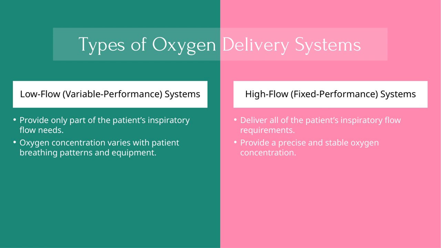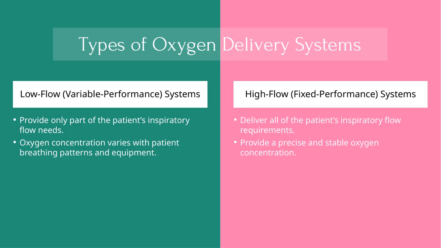First, some systems provide only part of what the patient needs during inhalation. This means that the oxygen concentration they deliver can vary depending on how the patient is breathing and the type of equipment used. In other words, the oxygen level isn't always consistent, which can be a concern in certain clinical situations. On the other hand, there are low-flow systems, which are designed to deliver only a portion of the patient's inspiratory flow requirements. These systems are useful for less critical cases and can deliver a pretty stable oxygen concentration, but it may not be precise enough for everyone.